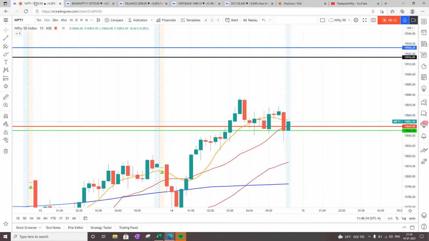Is Nifty ready to touch 16,000? Now that's a $1 million question. So before we try to answer that question, let's have a look into key elements of our market.